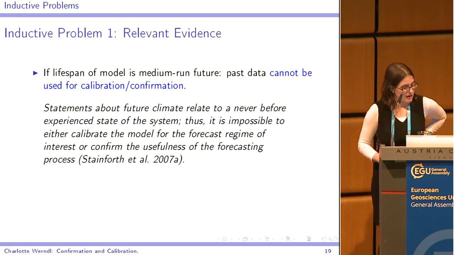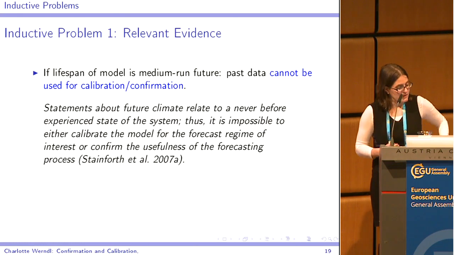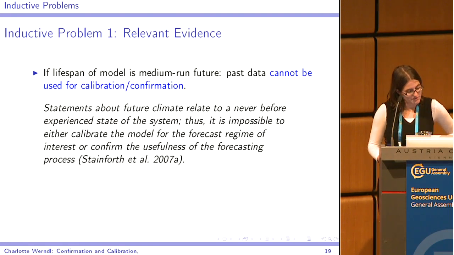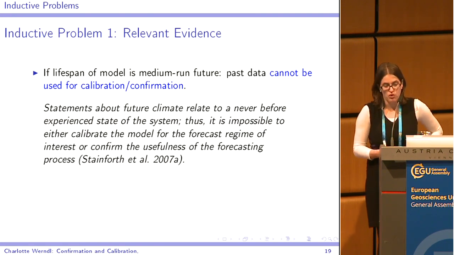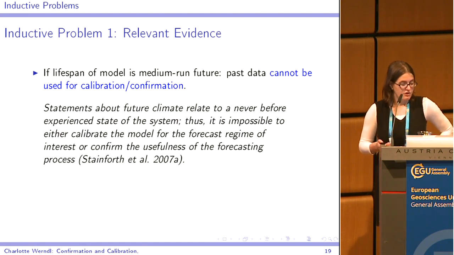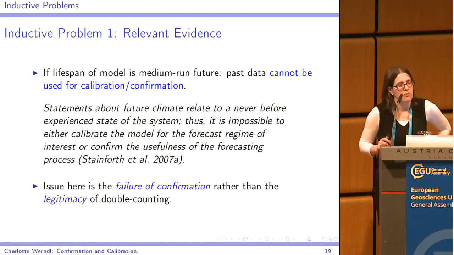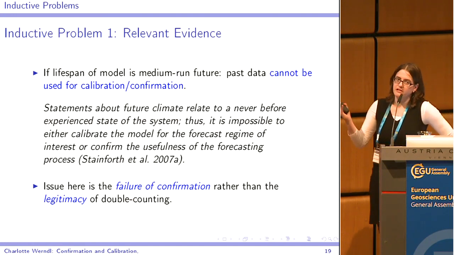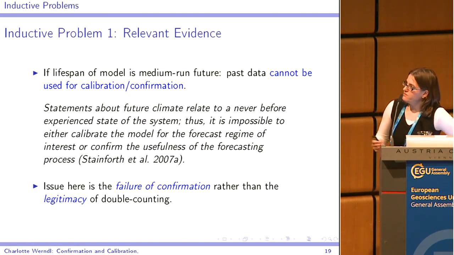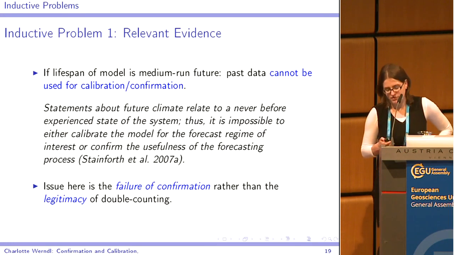There is one statement by Stainforth et al. where they express that idea, and I know that because we discussed it in a lot of detail. They write, statements about future climate relate to a never-before-experienced state of the system, thus it's impossible to either calibrate the model for the forecast regime of interest or confirm the usefulness of the forecasting process. So that's one problem, and of course it's a legitimate problem, and one should worry about this and wonder whether there really is this problem or not. Some think there is, some not. But importantly, this is really more of a failure of confirmation, a failure of calibration, but not an issue about the legitimacy of double counting.